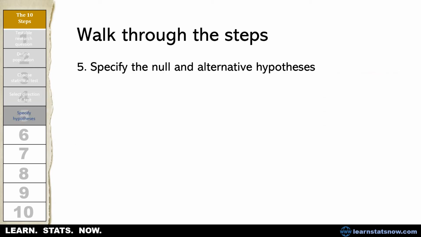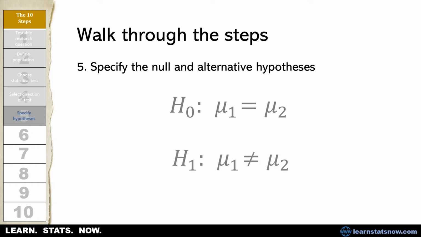Then what we need to do is specify the null and alternative hypotheses. Because we're running a two-tailed test, we're expecting in the population that the mu for group 1, represented by the sample of folks in the experimental condition, will equal the mu of group 2, which is represented by the sample of folks in the control condition. The alternative hypothesis is just that those means in the population are not equal. So that's our formal statement of the null and alternative hypotheses.